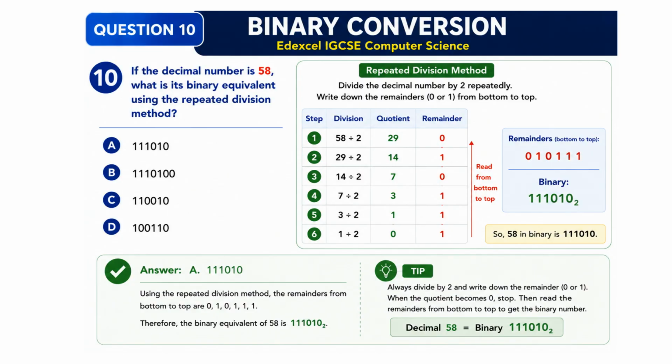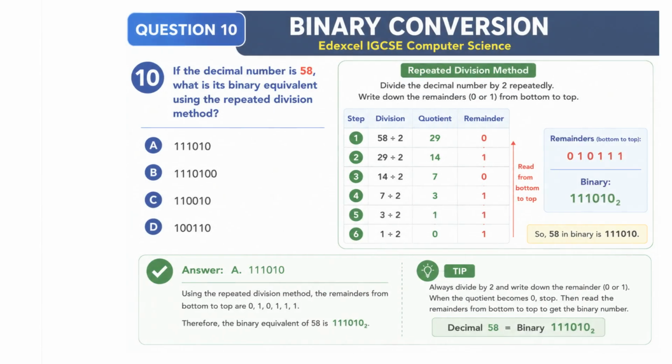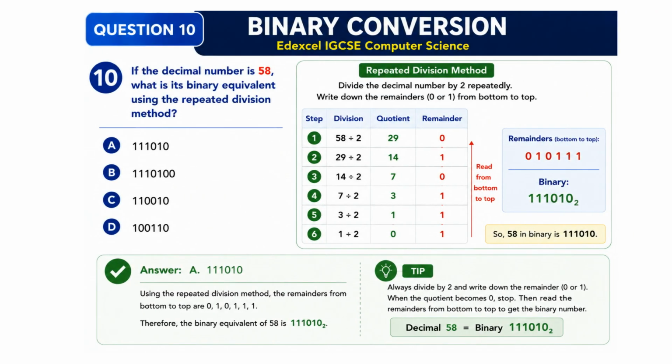To use the repeated division method, divide the decimal number by 2 again and again. After each division, write down the remainder, which will always be 0 or 1. Continue dividing until the quotient becomes 0. Finally, read the remainders from bottom to top. For the decimal number 58, the remainders produce the binary number 111010. So 58 in decimal is 111010 in binary.